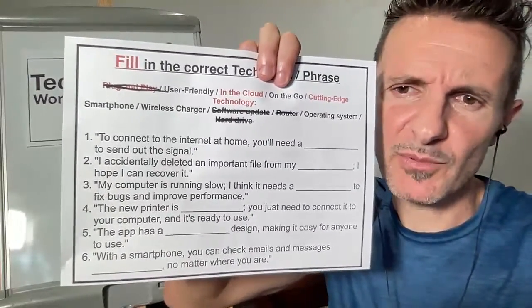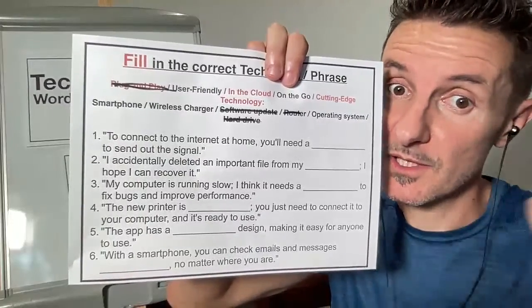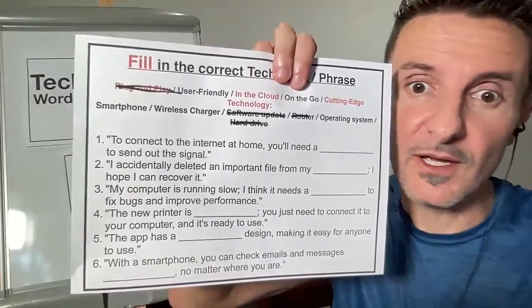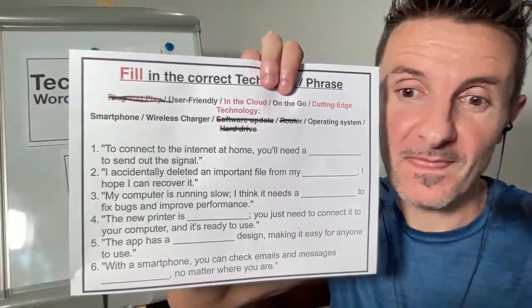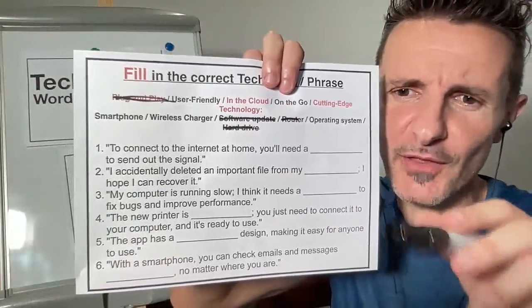How does a smartphone help you to use messages so that you can use them anywhere? If you're walking, if you're at the Starbucks, if you're at your office, if you're at home. Number 6 is on the go.